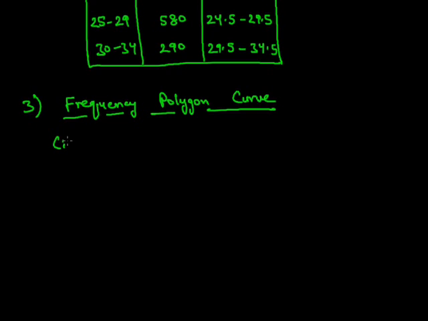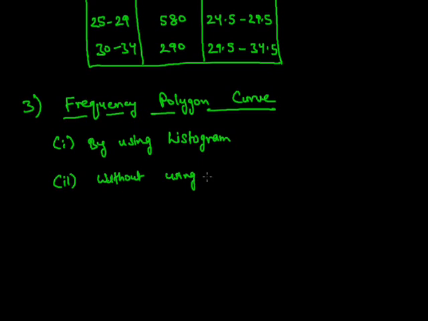First thing is, the frequency polygon curve can be plotted by using a histogram, and it can be plotted without using a histogram. So there are two ways of plotting the frequency polygon curve, that is by using a histogram, and second, without using a histogram. In the by-using-histogram way, we need to make the histogram also, and on the basis of that histogram we need to plot the frequency polygon curve.